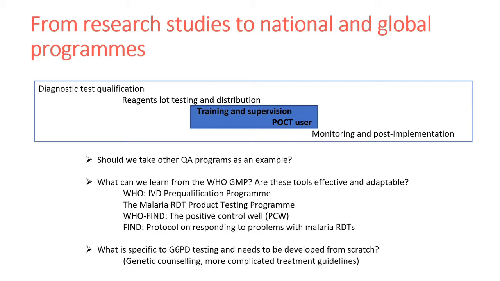But then there's also probably things that we really need to develop from scratch for the G6PD testing. The first thing that comes to mind would be the genetic counseling, because when we test G6PD, we are actually testing a genetic disease.